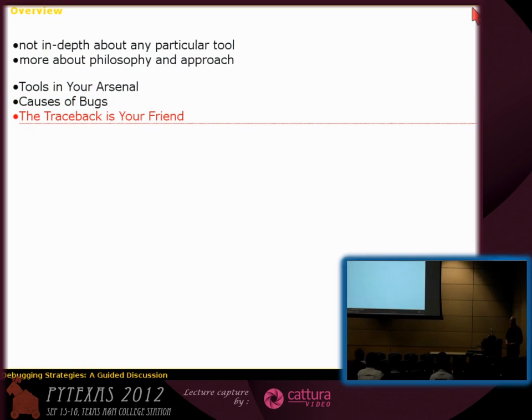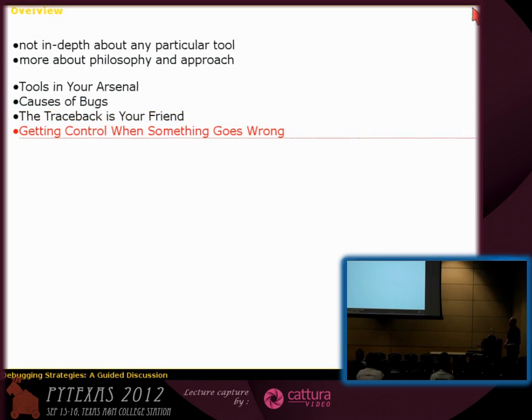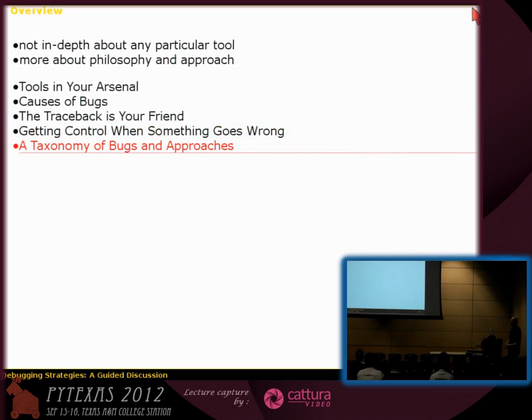The traceback is your friend. You may be intimidated by it when you're new to Python, so we'll cover a little bit of that. It's a universal debugging tool. When something goes wrong in your code, how do you get your hands into it so that you can find out what's going on and maybe introspect it or poke around in the code while it's running? And then a taxonomy of bugs, of the different kinds of bugs that you tend to run into, and maybe some ways to start resolving those bugs.